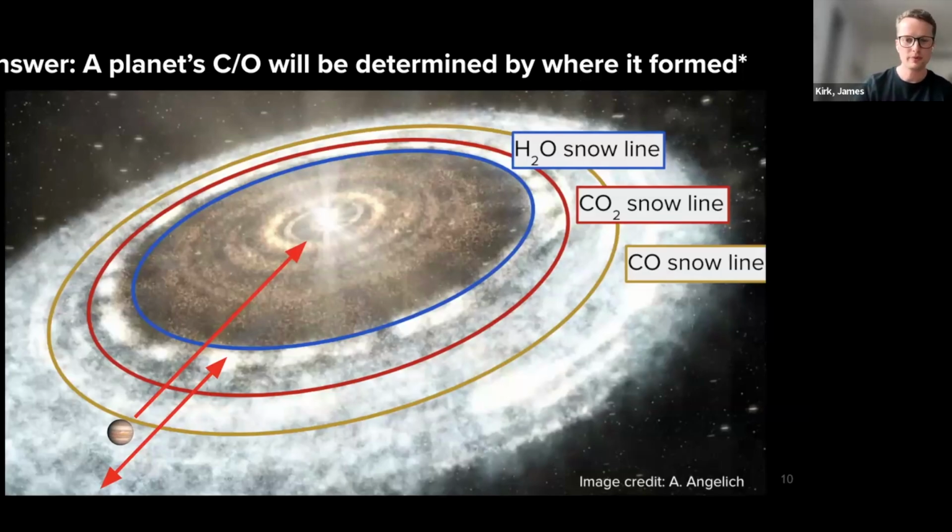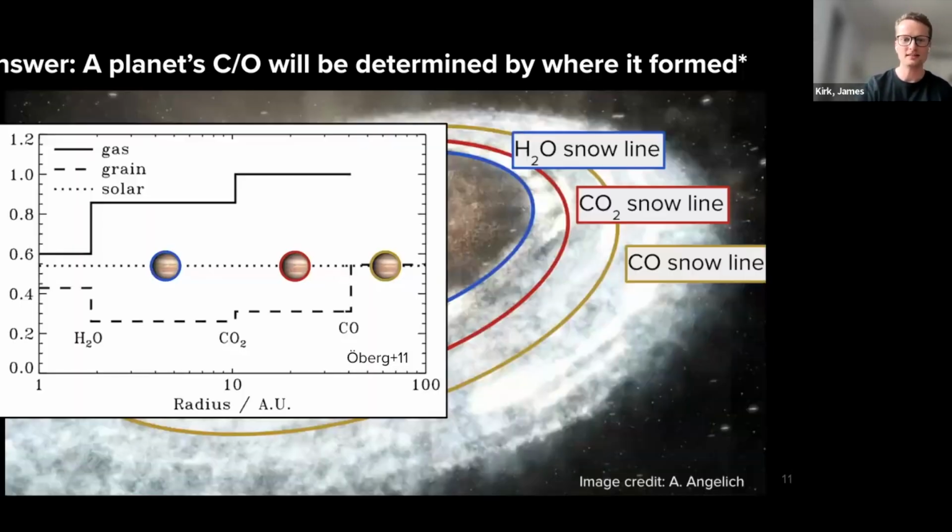This idea is perhaps most famously encapsulated in this plot by Karin Öberg et al. in 2011, which shows the C/O ratio of a disk on the y-axis against the distance from the central star on the x-axis. The C/O ratio of the gas within the disk is shown by the solid black line, and the C/O ratio in the solids is shown by the dashed black line. At the location of the water snow line, for example, you have oxygen that is freezing out of the gas phase and into the solid phase.